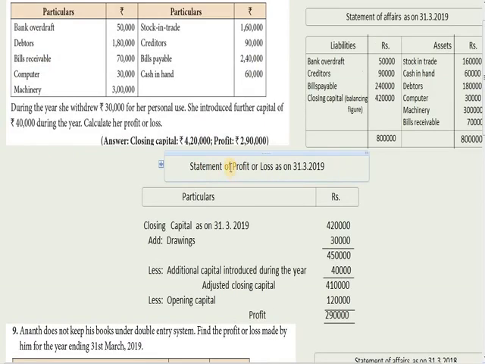You are seeing a table here to calculate profit or loss. Closing capital is taken at the beginning, 4,20,000, and I have added drawings with that. And deducted additional capital and opening capital and arrived at the profit. This is our usual procedure and we have discussed earlier in our previous videos. So nothing new in this problem. It is our usual procedure only.